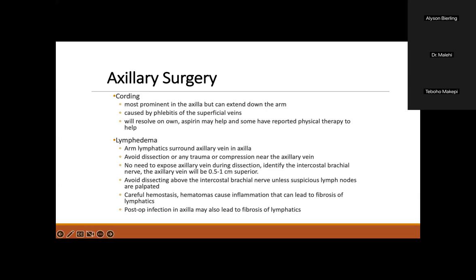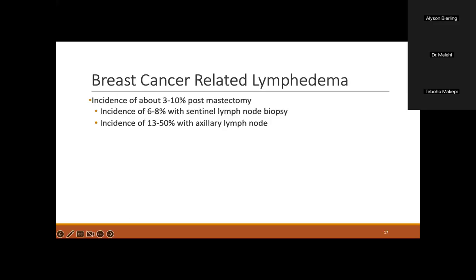then, of course, post-op hematoma around the axilla will increase the inflammation, which will increase the risk of fibrosis of lymphatics, and the risk of lymphedema can become higher. Post-op infection, same thing, increases inflammation, which can increase fibrosis and cause an increased risk of lymphedema. So avoiding those things will help a lot.